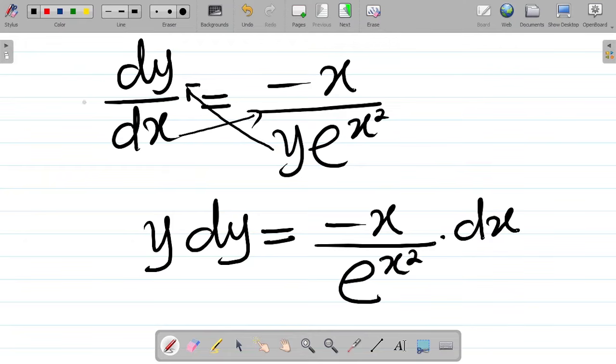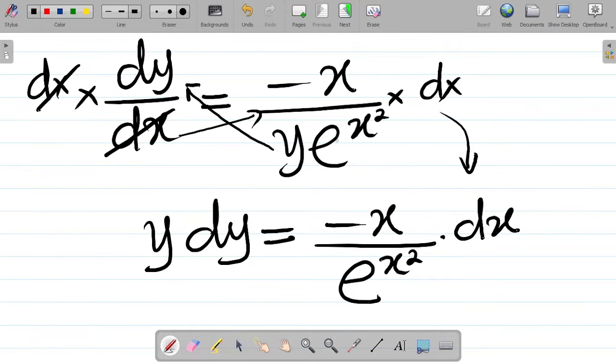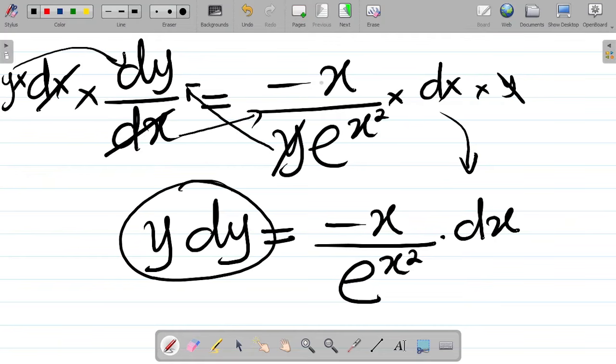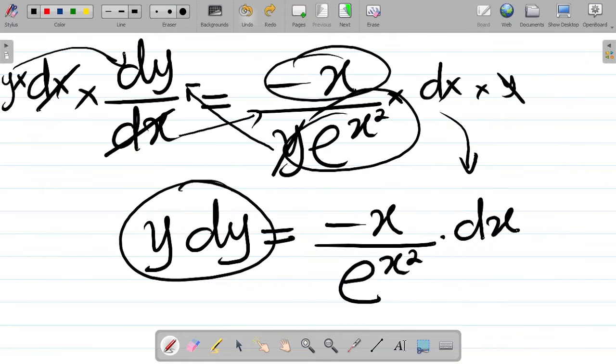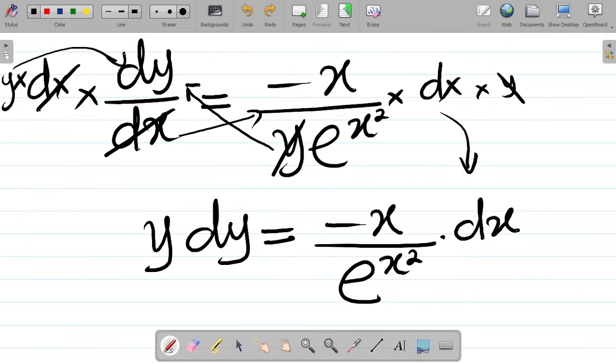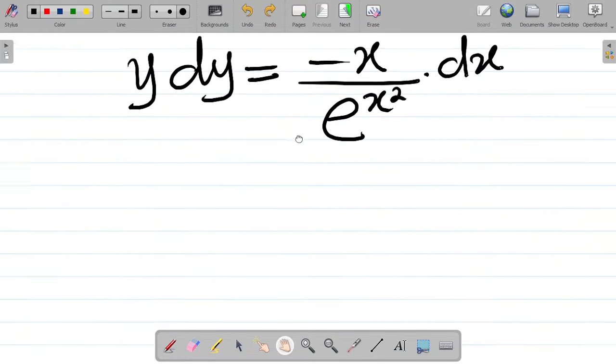You can also say multiply both sides by dx. So multiply here by dx, also multiply here too by dx, such that dx cancels dx. You can also say multiply both sides by y. If I multiply this by y, and also this times y, this will cancel the y here. So you have y dy, which is what you have here, equal to minus x all over exponential x squared, and then dx. So it means that this is actually correct. Let's proceed with this.